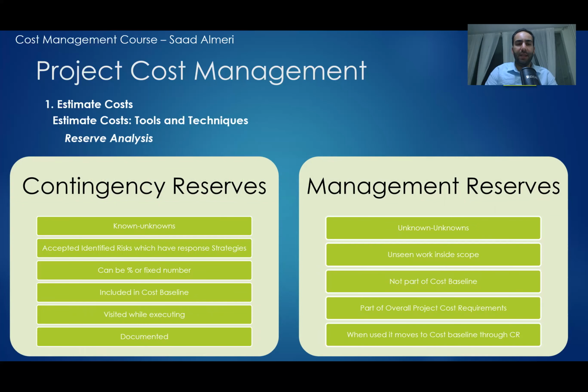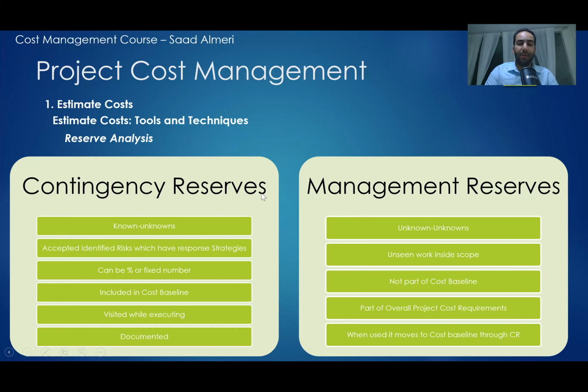One more tool we use here is called reserve analysis. Reserve analysis is something we put for risks in the activity. Let's assume that I have an activity that is going to be done in the project, and this activity has some kind of risks. We have two kinds of risks in the project regarding cost. First, we have risks that need contingency reserves. And second, we have risks that need management reserves.